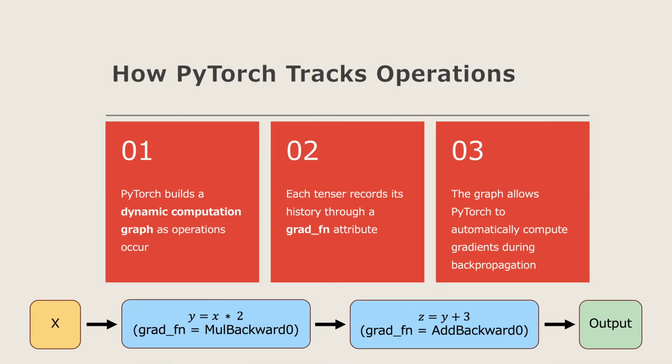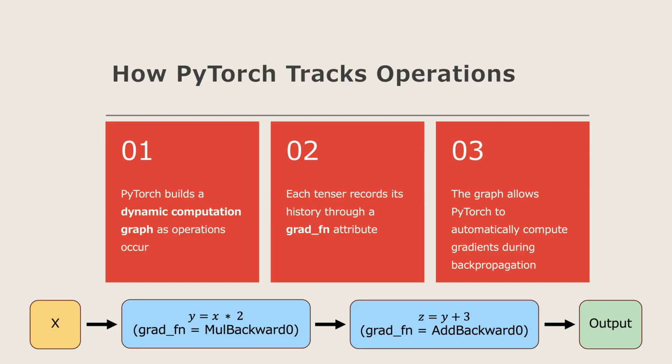When we work with PyTorch, one of its most powerful features is how it automatically tracks all operations performed on tensors. This tracking mechanism is known as Autograd, short for automatic differentiation. Let's take a closer look at how this works, step by step.